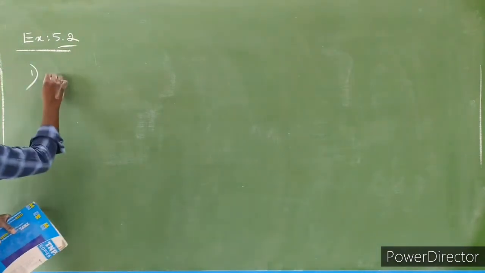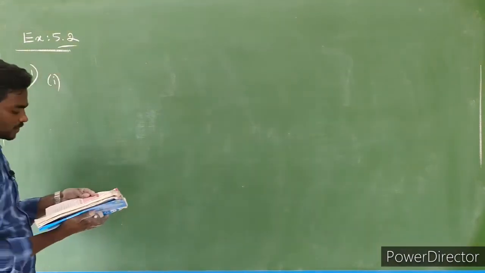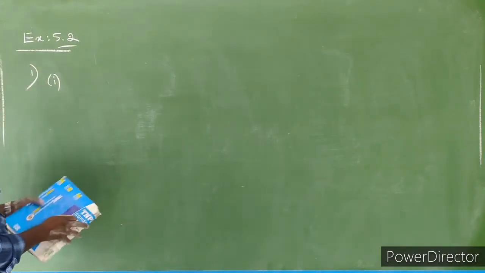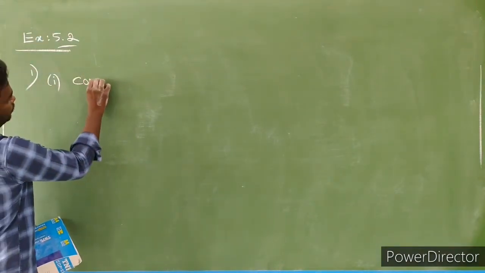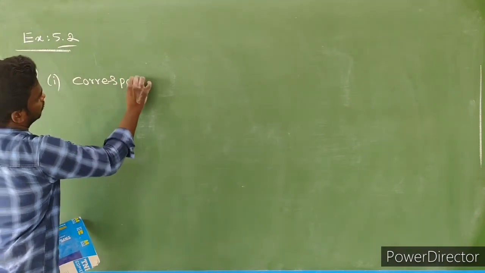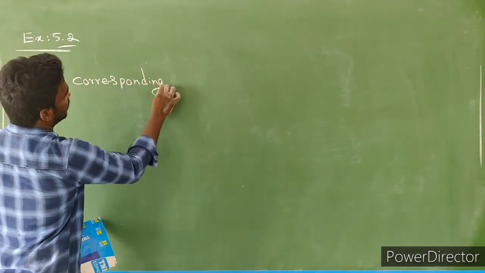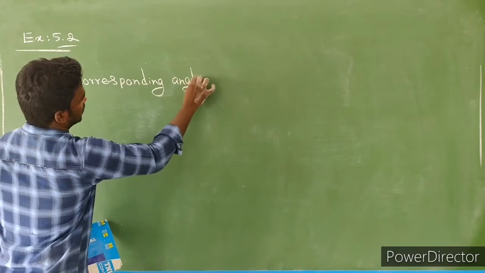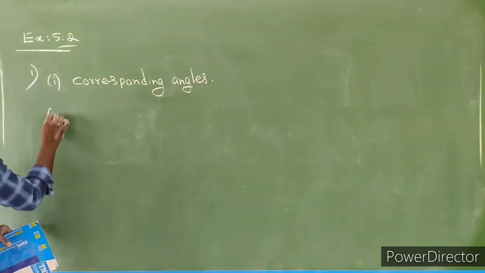What is the condition used here? Angle 1 is equal to angle 5. So this is the corresponding angles condition, because corresponding angles are equal in measure.